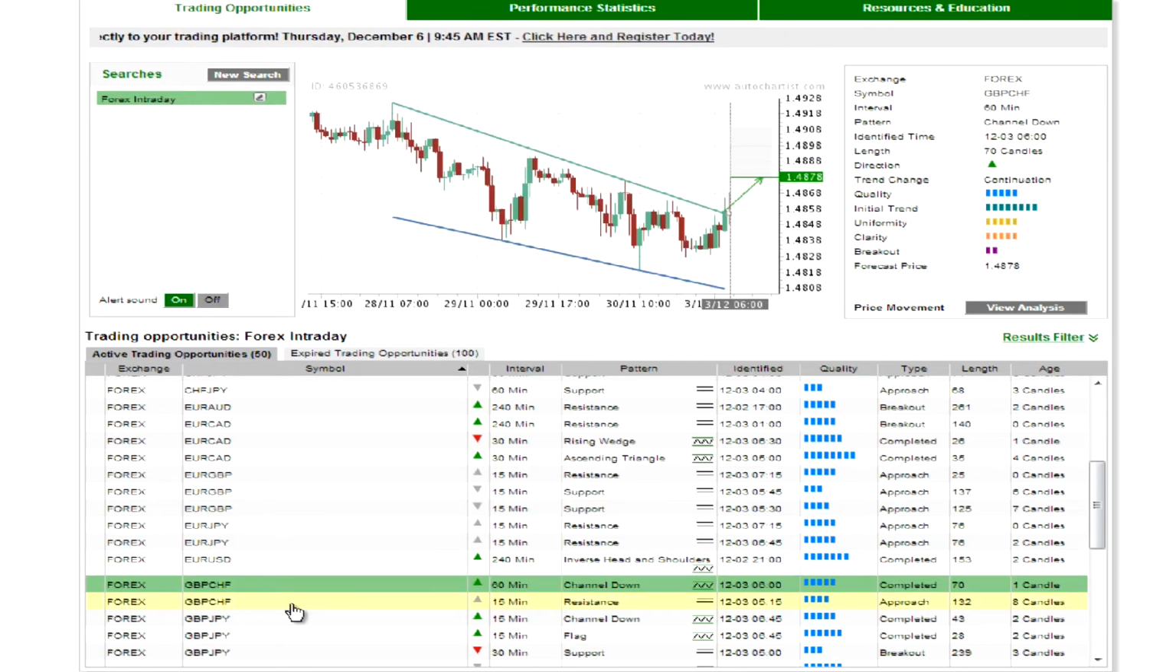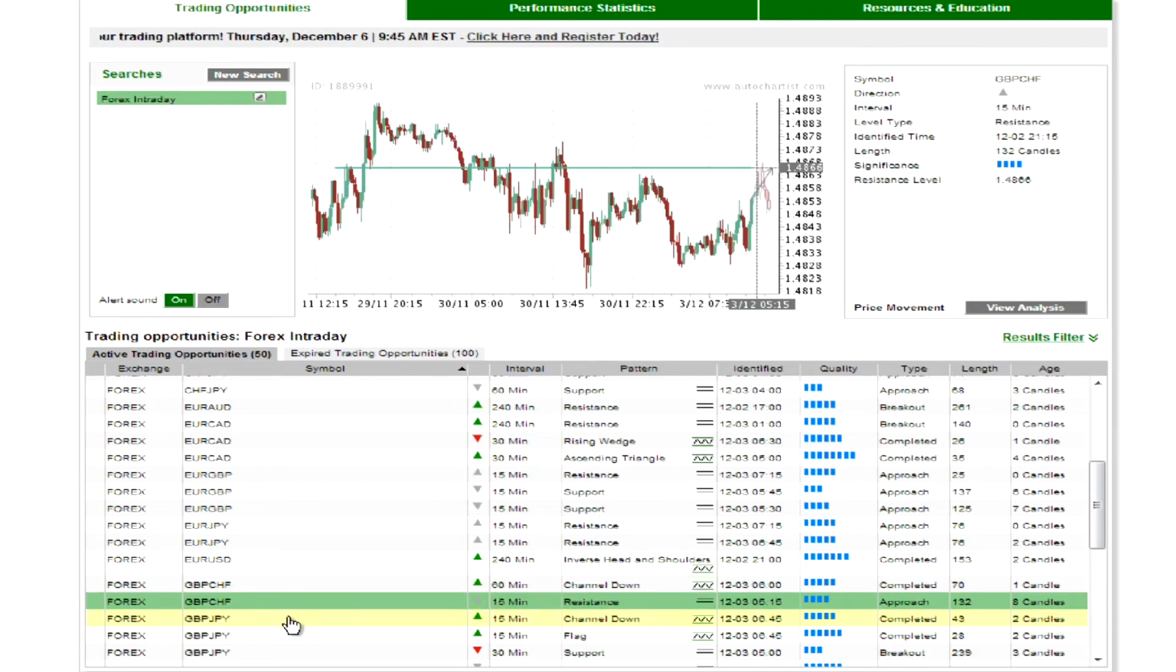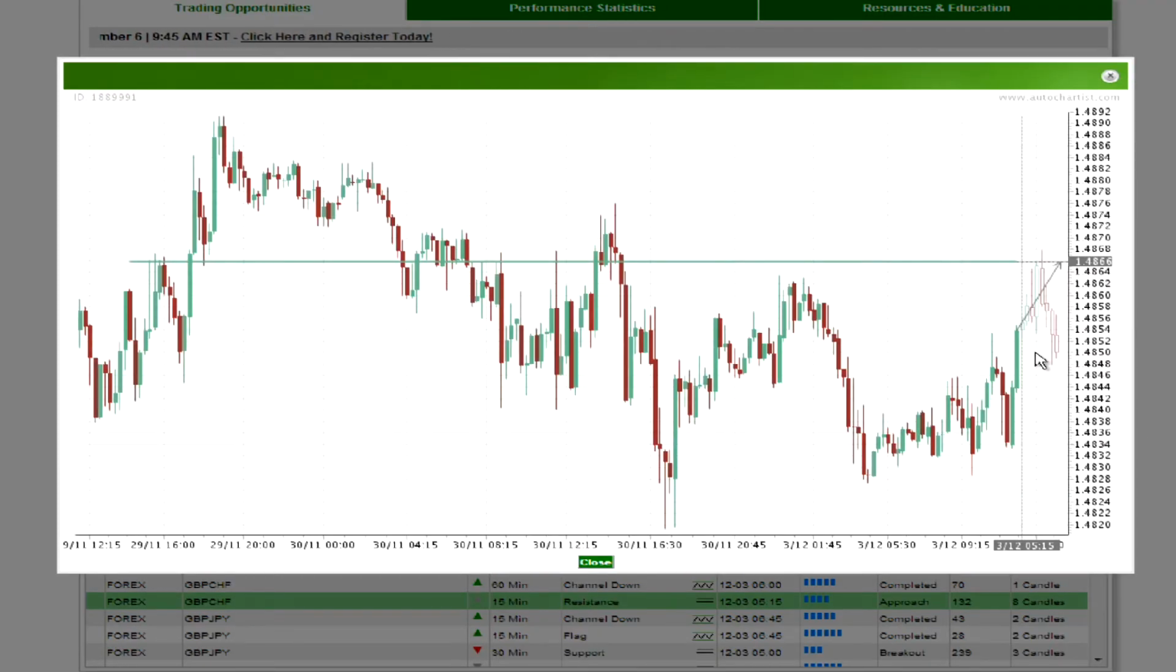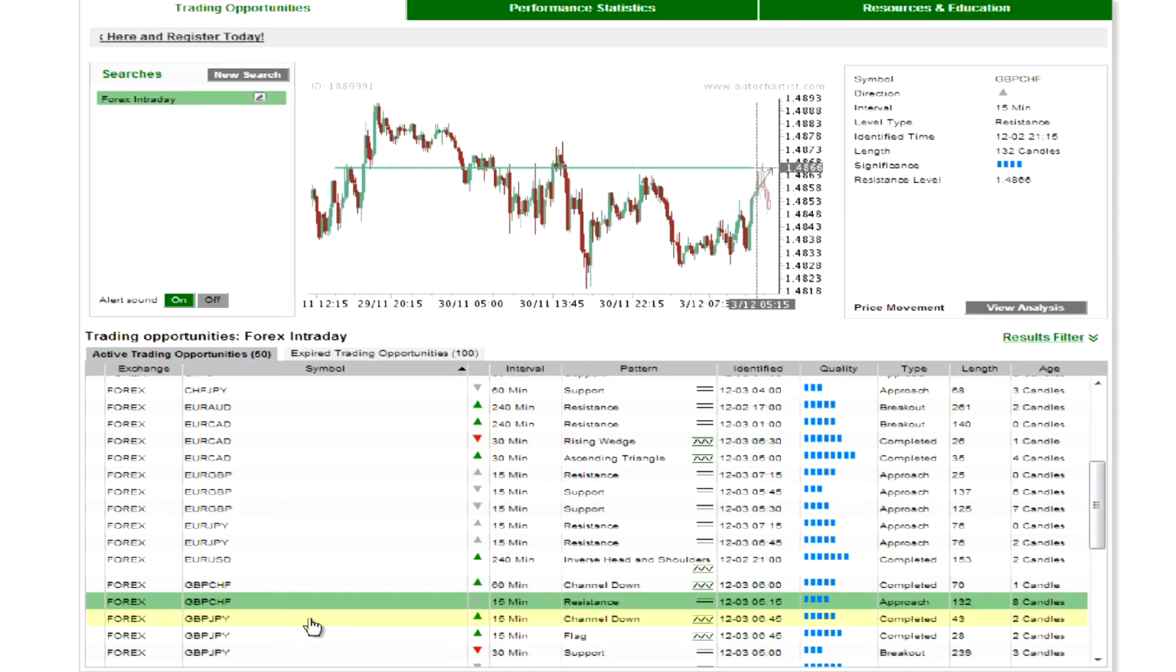GBP Swiss franc. Looks like this opportunity has come and gone. Let me zoom into that to show everybody what I mean by come and gone. I see the opportunity. Autochartist said it would go to 148.66. It actually has, and then it reversed back. So I'm going to give that one a miss.